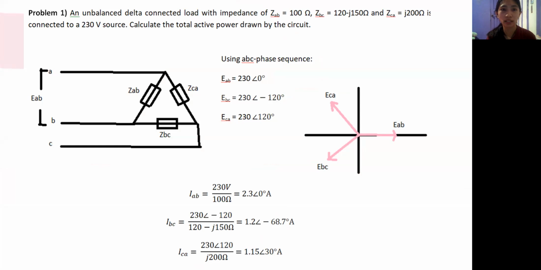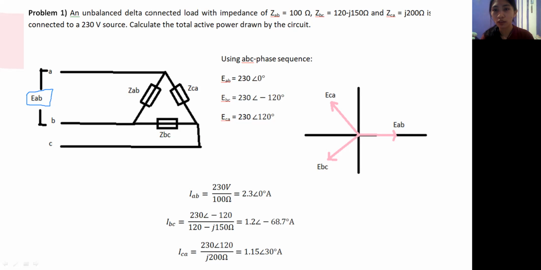We are asked to calculate the total active power drawn by the circuit. As you can see in the circuit, this is how it is connected. Here we have a delta-form circuit, with ZAB, ZCA, and ZBC. And the voltage here is just equal to the voltage EAB.